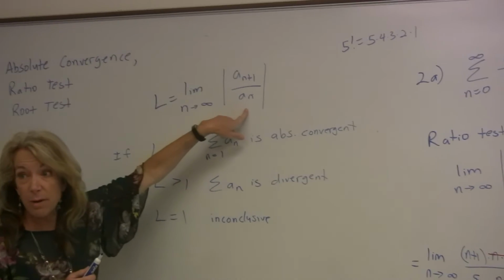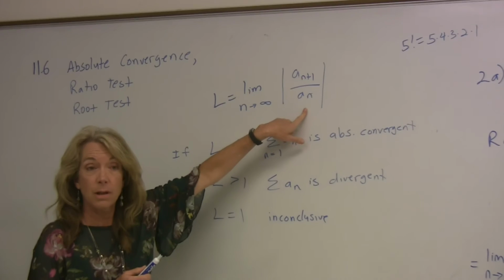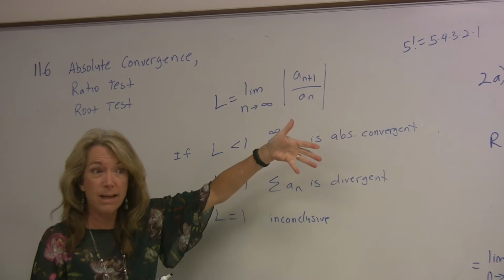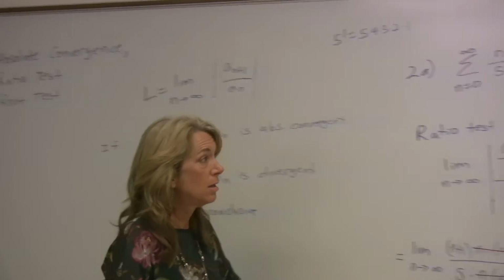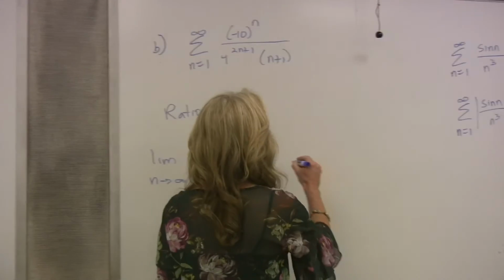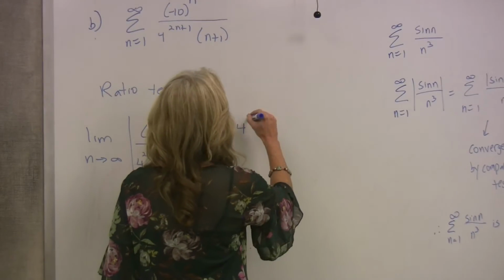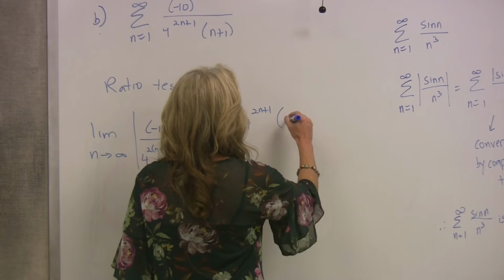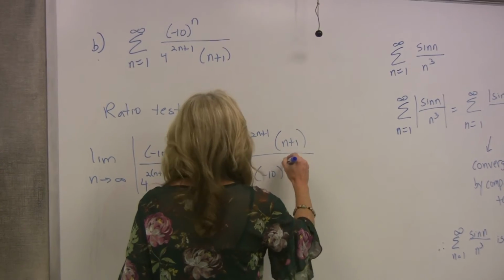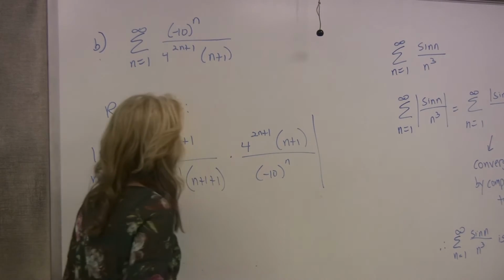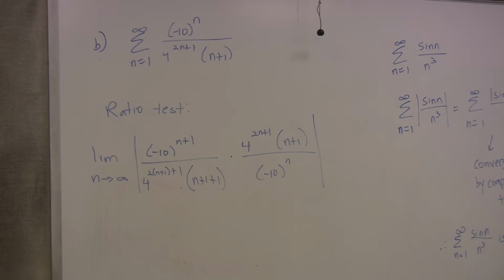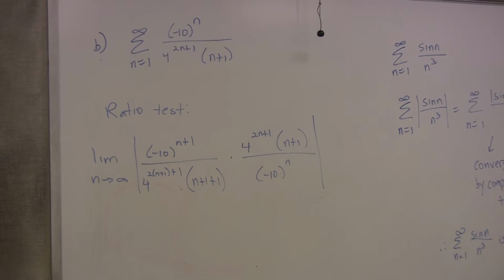I now have to divide by the nth term. But as I said before, instead of dividing by it, I'm going to flip it over and multiply by it just to save some space. The nth term is just the way it was given to you. So I'm going to flip it over. It'll be 4 to the 2n plus 1 times n plus 1 over negative 10 to the n. Messy stuff going on here.